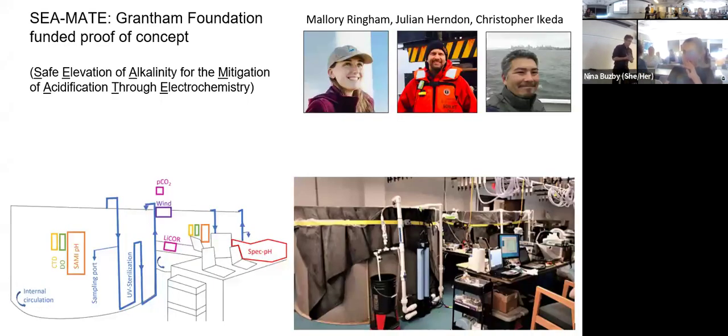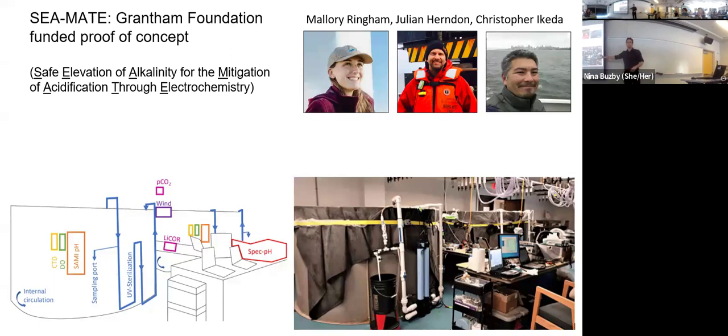Okay, so this was the first set of experiments that we did. This was a really simple proof of concept in a laboratory setting. We went to Stony Brook University. There were 2 large tanks, a control tank and an experimental tank. We added the base to one and not to the other and just made sure that the chemistry was working the way we'd expect. Really cool work done by these 3 amazing people, Mallory Ringham, Julian Herding, and Christopher Keda.